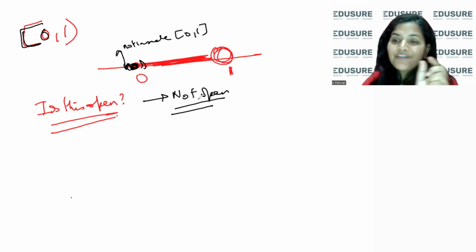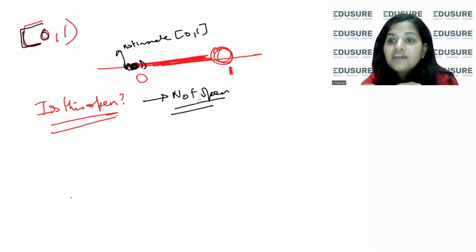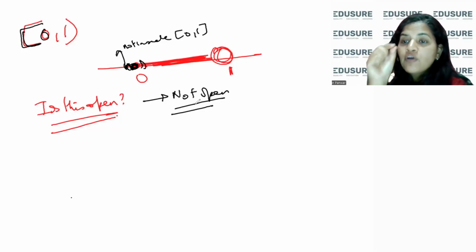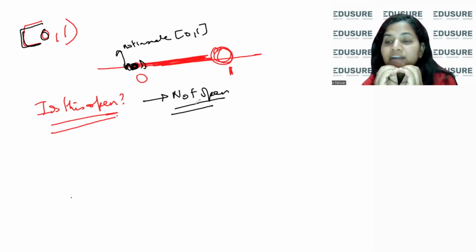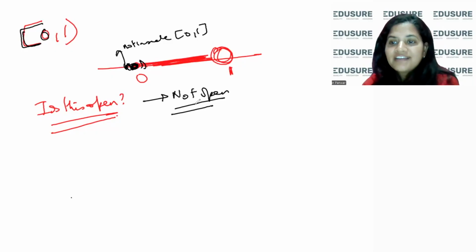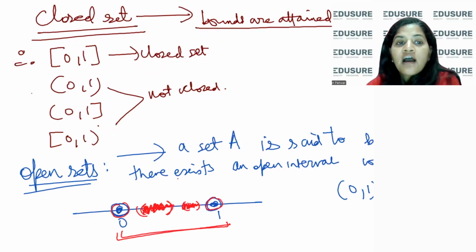This is the basic definition of an open set. So what is an open set? An open set is the one wherein for every element belonging to this set, I am able to construct a small open interval containing that element. And that open interval has to be inside the set. That is the definition of open sets. So you can see that these are not open sets.